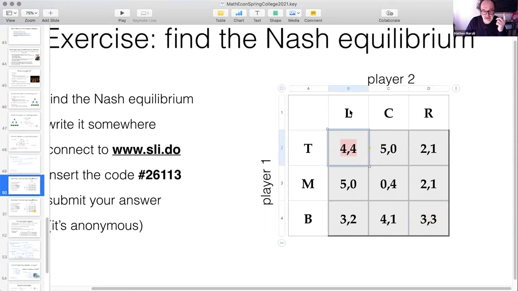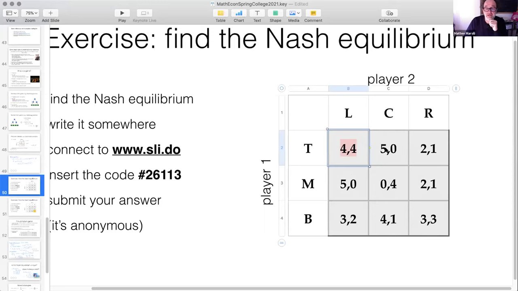And if player two plays L, player one would like to switch to 5. So this is not a Nash equilibrium, although the payoffs are larger than in the Nash equilibrium. Then, professor? Yeah? But if player one plays top and player two plays center, then player one wins. So why would player two prefer C?